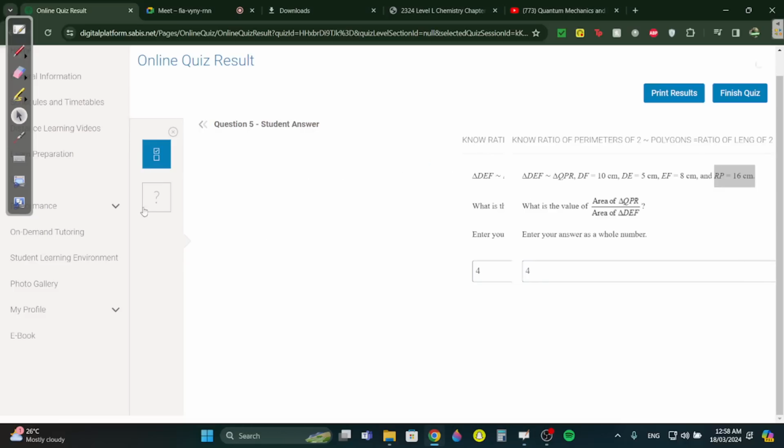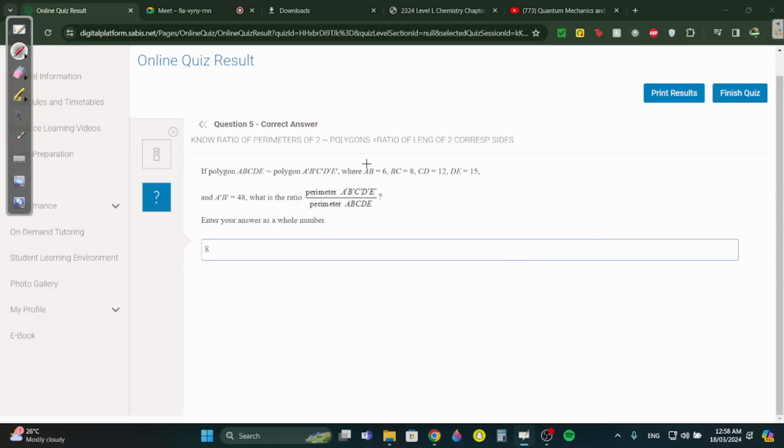Question 5. This time they gave you these sides, but pay attention, they're saying perimeter. For perimeter, it's just side over side. There's no square for perimeter, it's only side 1 over side 2. For the perimeter of A'B'C'D'E', what we have given is A'B'. What corresponds to A'B'? Obviously AB. So A'B', which is 48, over AB, which is 6, you get 8. That's it for 5.2.